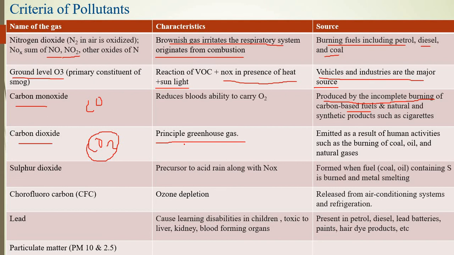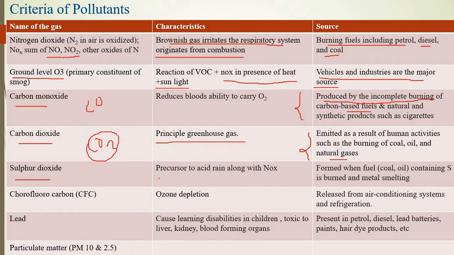I mean, જેટલું પણ CO2 વધતો જશે એમ એટમોસ્ફિયરમાં હીટનું લેવલ વધતું જશે. Emitted as such human activity, such as burning of coal, oil and natural gases. But here the complete combustion occurs from this burning process, that's creating CO2. If the incomplete burning occurs, it's creating carbon monoxide.